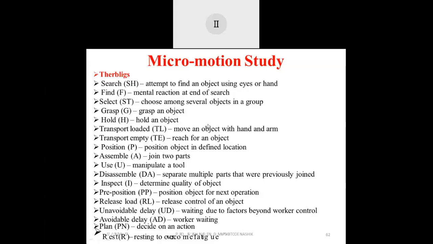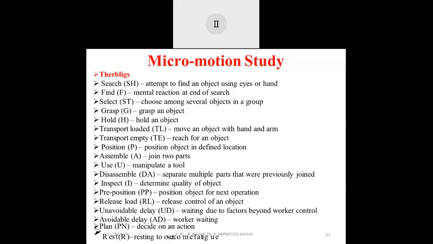Then grasp an object. Next one is hold, to hold an object. Then transport loaded: move an object with hand and arm. So we are loading our equipment, machines, or whatever consumables and things related to that activity. Then transport empty: reach for an object, whatever things we have taken and transported. Then position: place an object in a defined location. During machining or any other purpose, we need to keep our object in a particular, specific position.